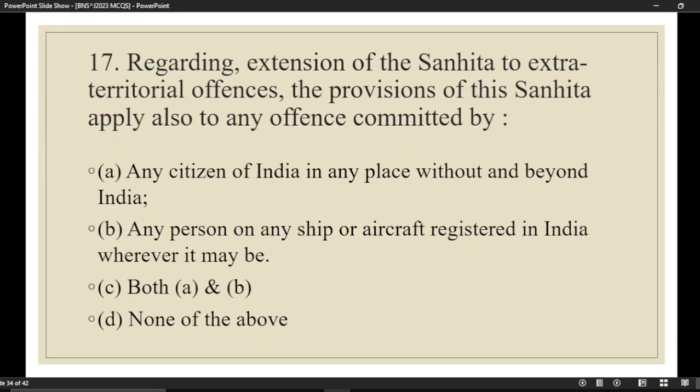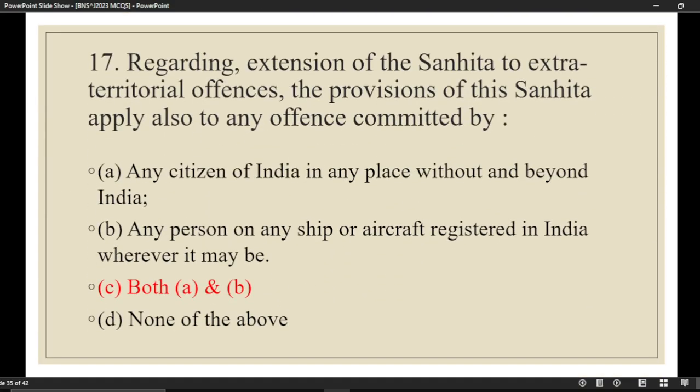Question number 17. Regarding extension of the Sanhita to extraterritorial offences, the provisions of this Sanhita apply also to any offence committed by: Option A, any citizen of India in any place without and beyond India. Option B, any person on any ship or aircraft registered in India wherever it may be. Option C, both A and B. Or is it option D, none of the above? Here we are talking about the extension of the Sanhita to extraterritorial offences. To which of the following options will it apply?